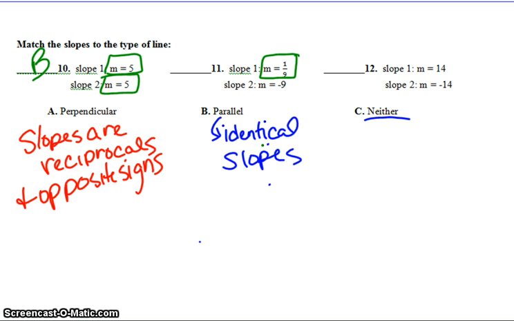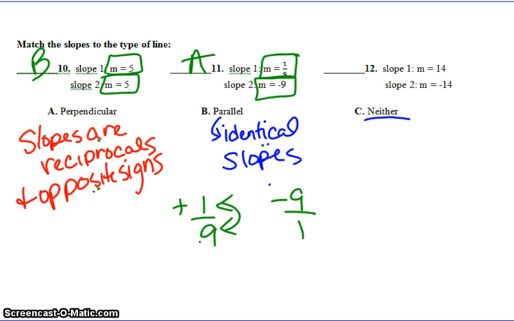Here, the slope is 1/9 and -9. So 1 over 9 has the reciprocal 9 over 1. Yep, it is. Is one positive and one negative? Yep, it is. So it has the two things we need for it to be perpendicular.